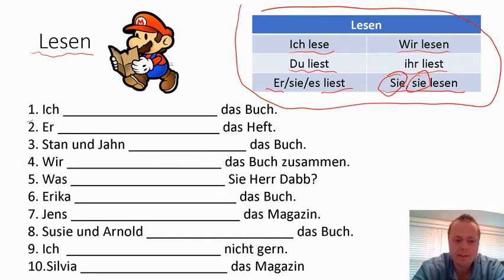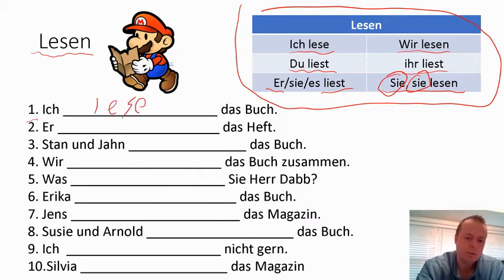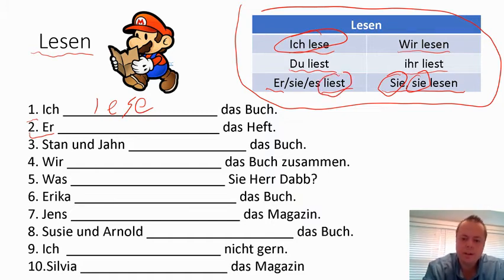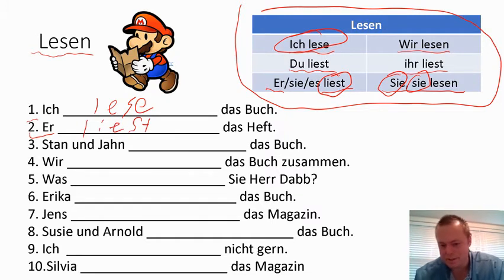So for Nummer 1, we see ich lese das Buch, right? Because if I look up here, ich goes with lese. Okay. Now we've got er. Er means he. So if I look up here, I see liest. A little bit tricky writing on these things. Okay, Stan und Jan. Now we have two people. This is a little different. We're going to have to say they read the book. So the word for they is over here.